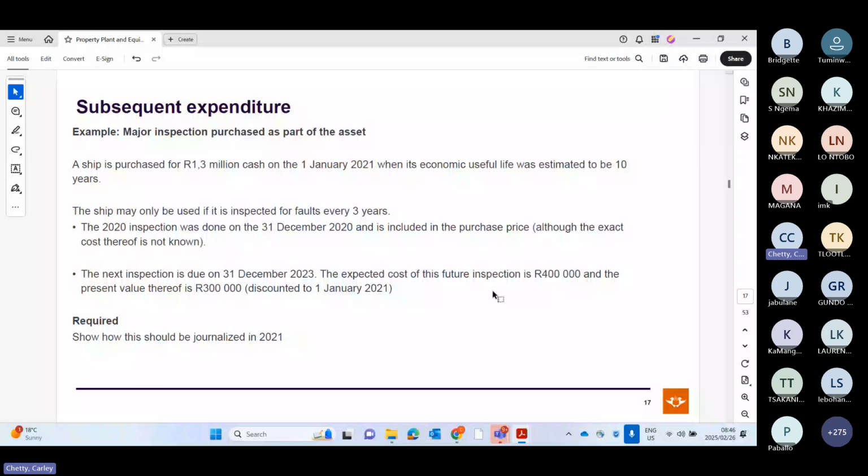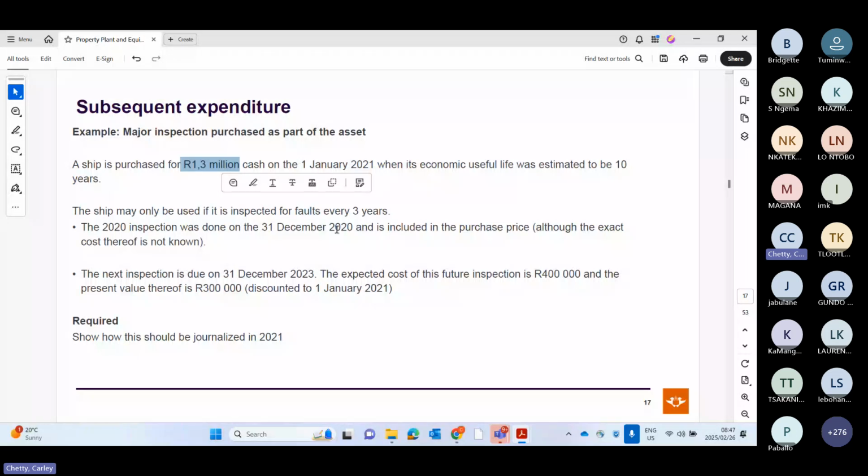So here, when we bought the asset, it was purchased for 1.3 million, okay? And the economic life of the ship is 10 years. But it says that the ship can only be used if it's inspected for faults every 3 years. So included in this price of 1.3 million is the inspection that was done 1 year ago. Okay. However, we don't know what the cost is.